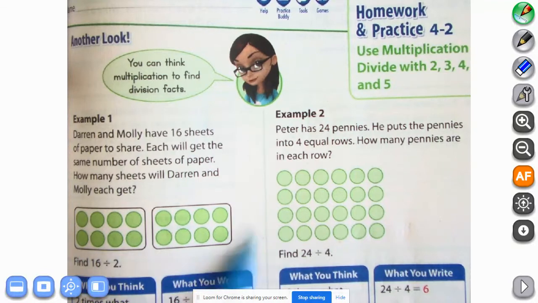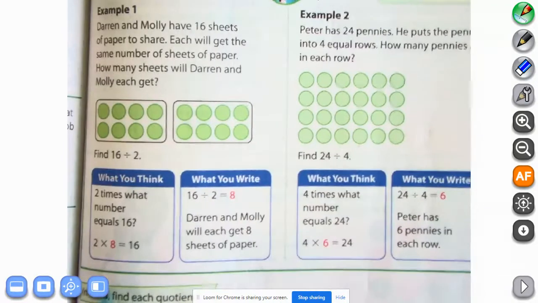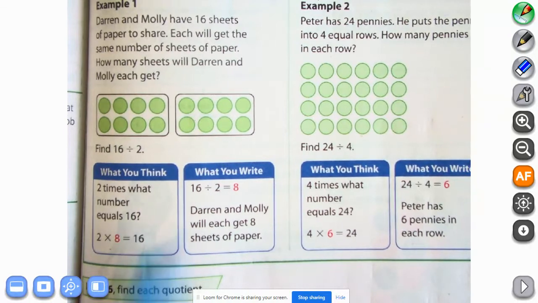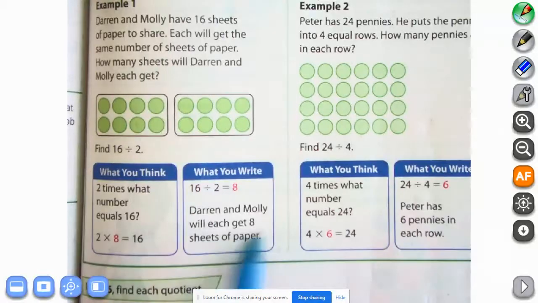So we have 16 total broken up into 2 people. So 2 times what number equals 16? 2 times 8 equals 16. So what we write, 16 divided by 2 equals 8. Darren and Molly will each get 8 sheets of paper.